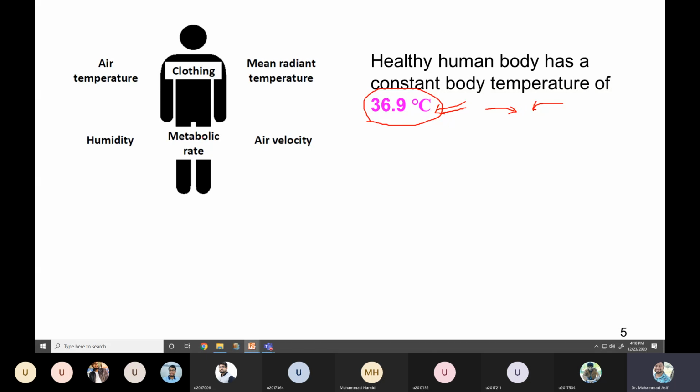If we look at that, the heat from the human body is coming through the metabolic rate. The human being takes in food, and food, through a chemical reaction inside the stomach, is converted into thermal energy. That thermal energy is continuously being released from the human body, and that could happen in different ways.